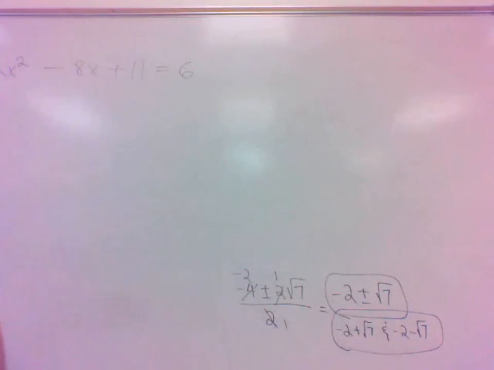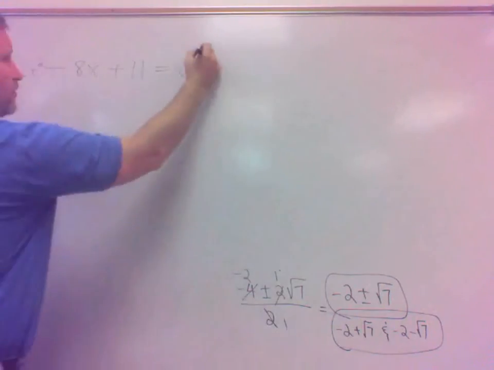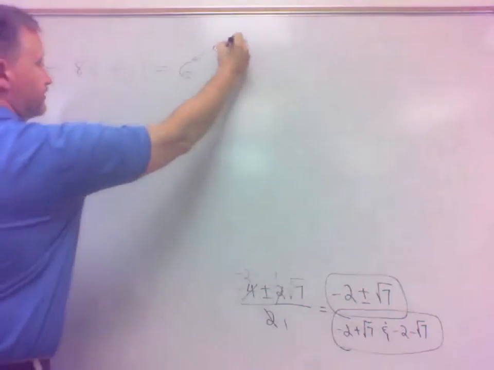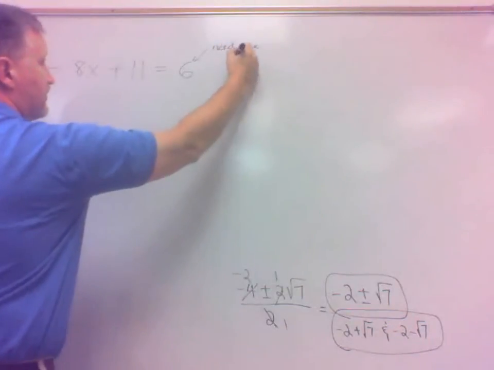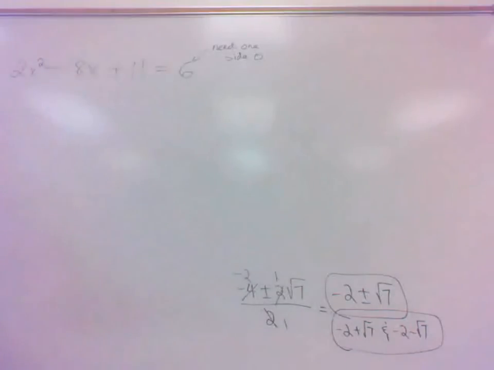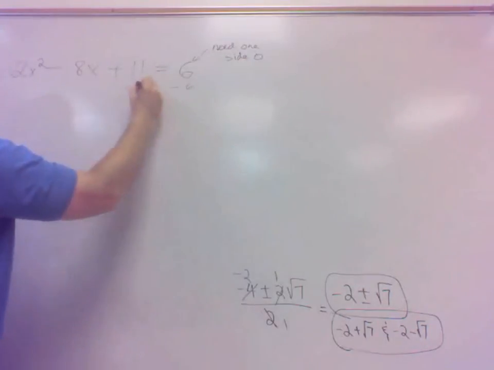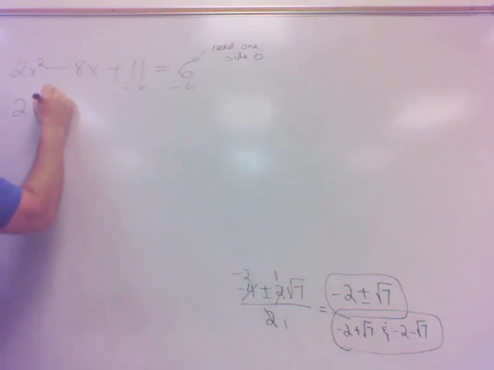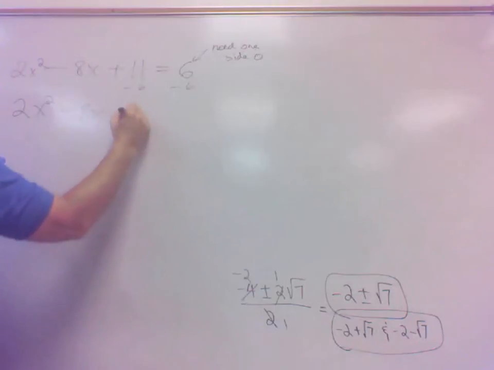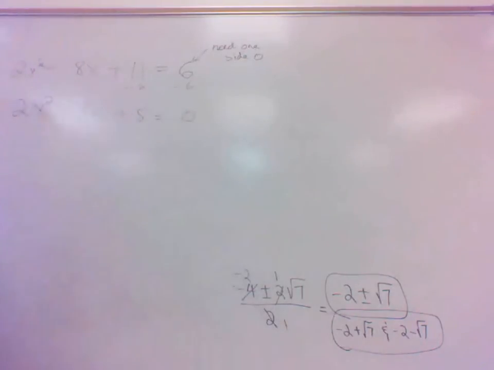2x squared minus 8x plus 11 equals 6. Well, one of the things I hadn't pointed out yet, the quadratic formula, like the factoring method, does need one side 0. So I need to make one side 0. I don't have that right now, so I need to get one side to be 0. So I need to subtract the 6 from both sides. That'll wind up with 2x squared minus 8x plus 5 equals 0.